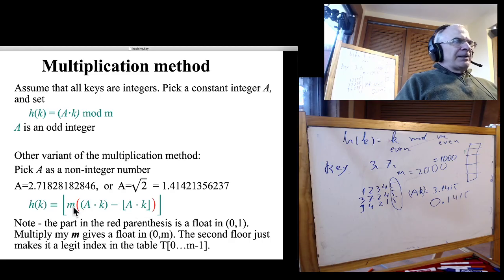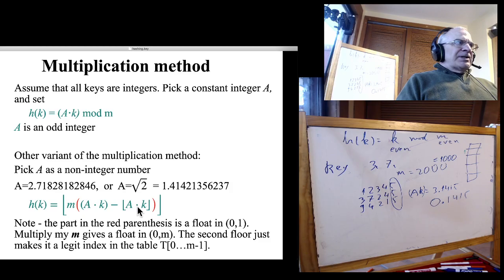So I multiply it by m. It now becomes a number between 0 and m. A number m times this is a number between 0 and m, but it's a float. Might be a non-integer, that's why I take the floor once again of this number, and that gives me a legit index. Then I can go to the table and use this value as a normal index.